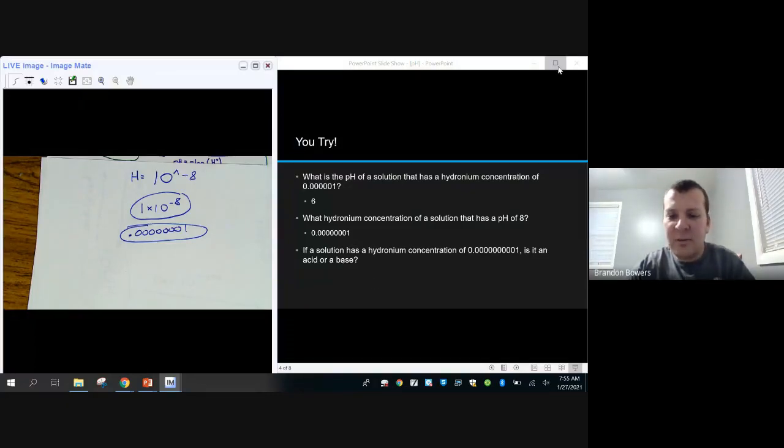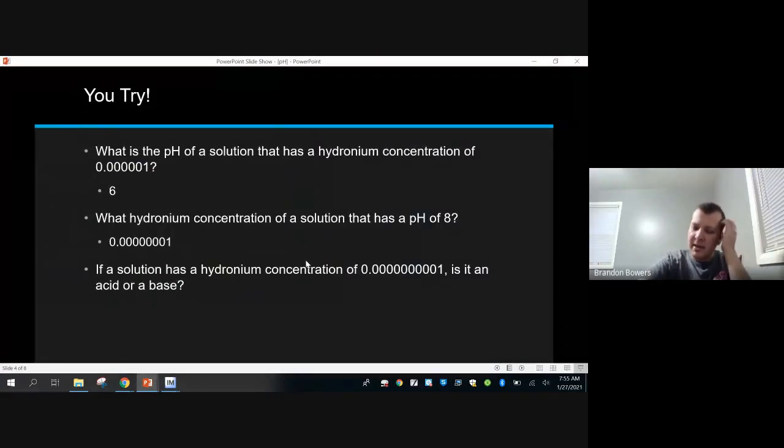One last question. I want you to try to solve this one. If a solution has a hydronium concentration of 0.1, 2, 3, 4, 5, 6, 7, 8. There's 9 zeros and a 1. Is it an acid or a base? I want you to try to solve that one. So really, you have to go down to pH to determine if it's acid or a base.